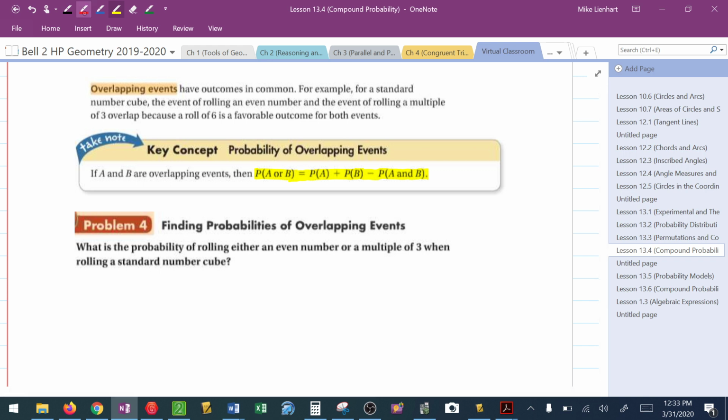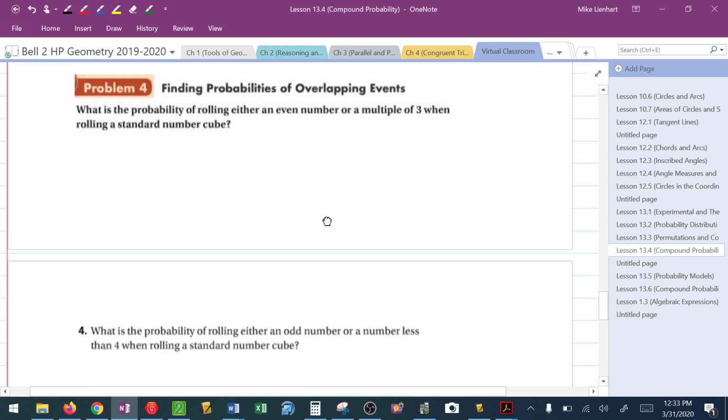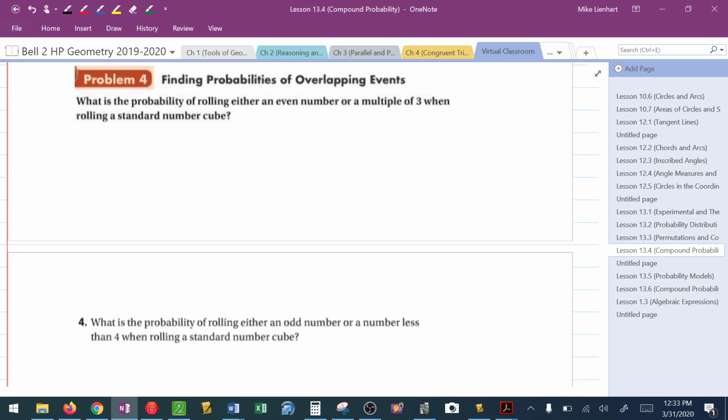I think you guys will pick up on this pretty quick on these couple examples that we're going to look at. So it says, what is the probability of rolling either an even number or a multiple of 3 when rolling a standard number cube? First off, there's my keyword or. There's my separator. So it's the probability of even or a multiple of 3. All right. So when it's an or, I want to think, is there an overlap? In the previous examples, there was no overlap. But how about this one?